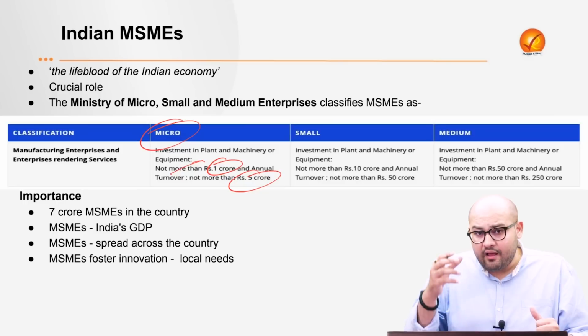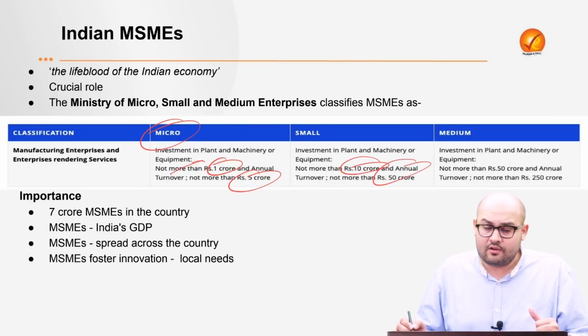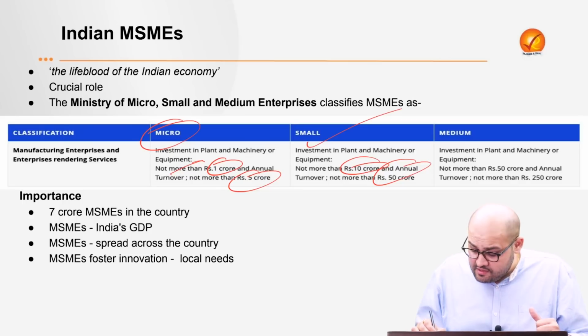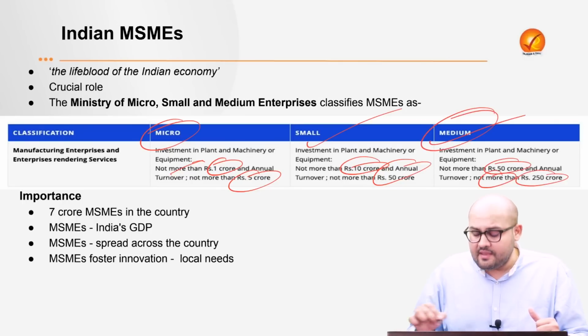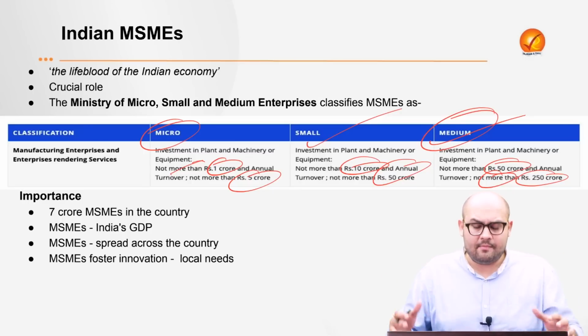Then if you have an enterprise where the investment is not more than 10 crore and the annual turnover is not more than 50 crores, it would be classified as a small enterprise. And if you have an enterprise with investments not more than 50 crores and annual turnover not more than 250 crores, it would be categorized as a medium enterprise. So this is the general classification for the MSMEs in India.